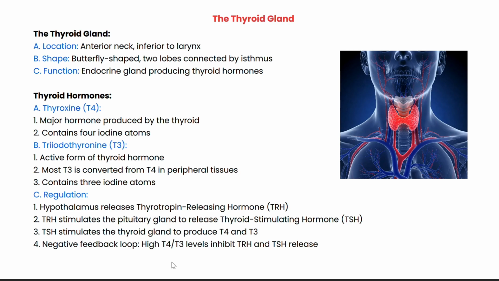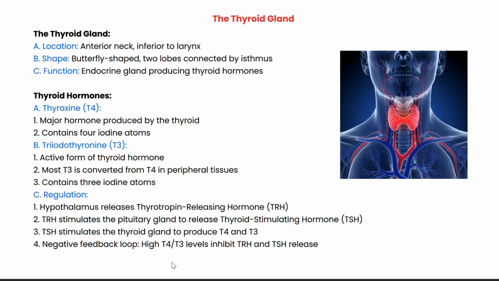The thyroid gland produces two main hormones, thyroxine or T4 and triiodothyronine or T3. T4 is the major hormone produced by the thyroid and contains 4 iodine atoms. However, T3 is the more biologically active form. Most of the T3 in our bodies is actually converted from T4 in other tissues, and it contains 3 iodine atoms. The production of thyroid hormones is a carefully regulated process.